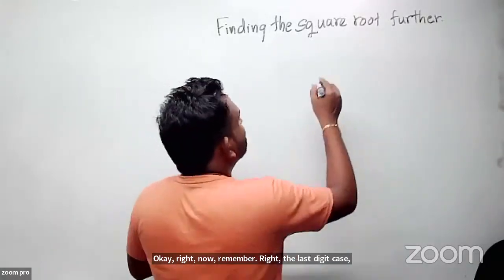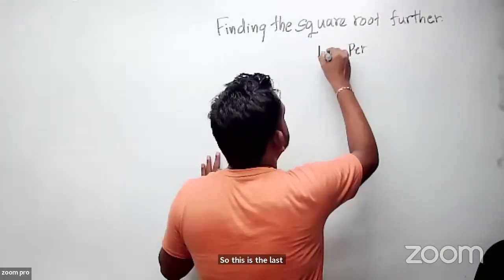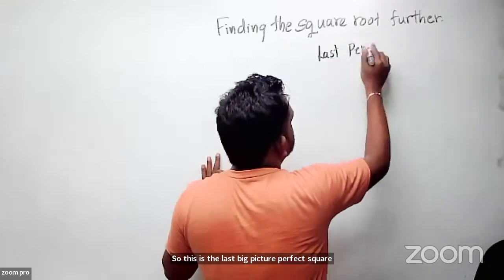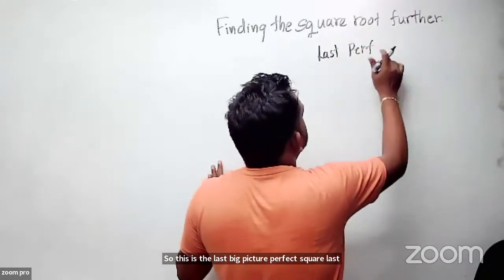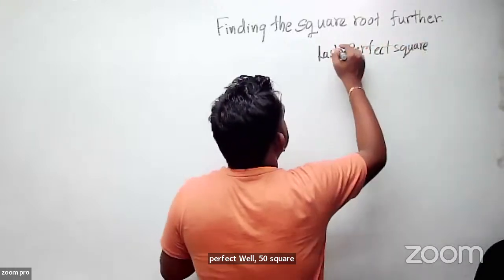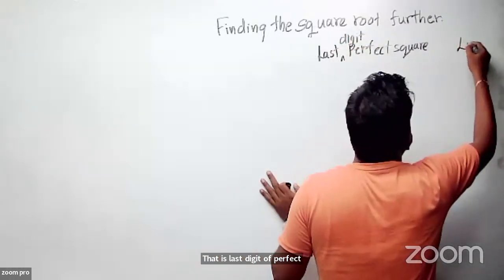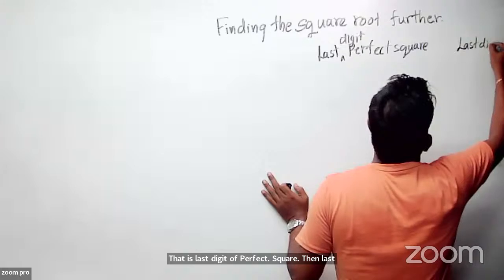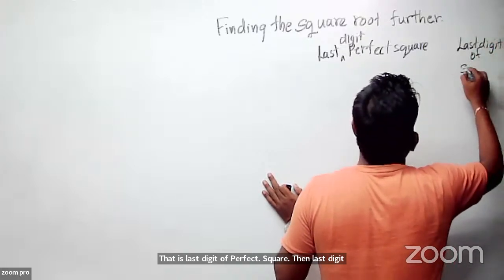So this is the last digit of a perfect square. That is the last digit of a perfect square. Then the last digit of the square root. Right, this concept: last digit of the square root.